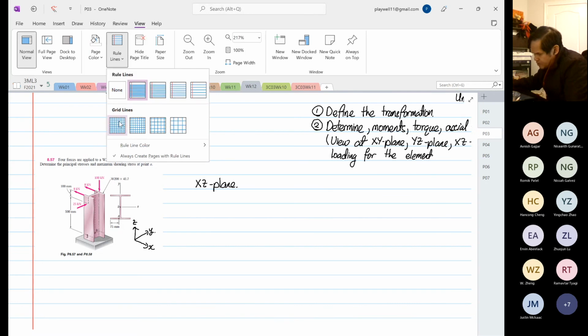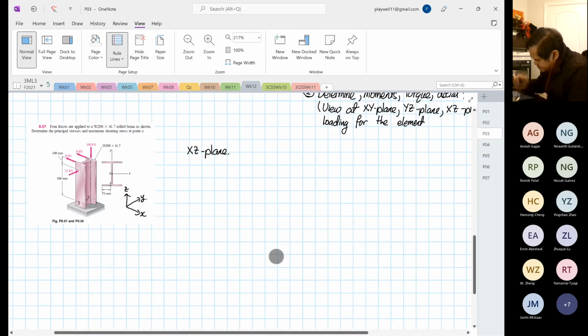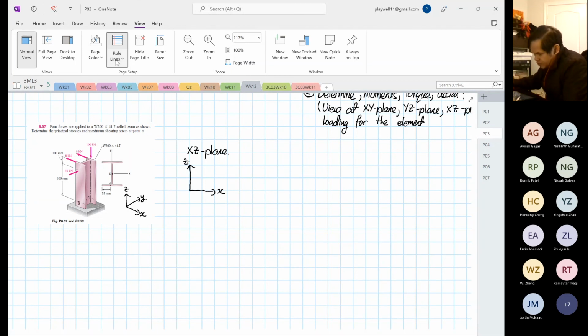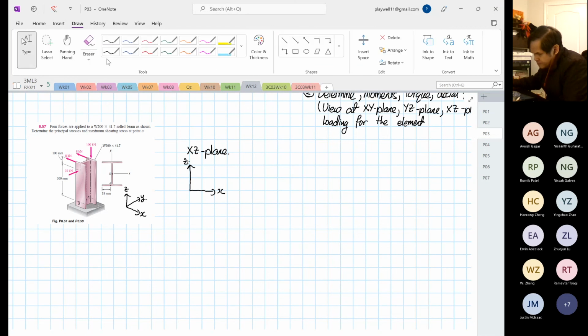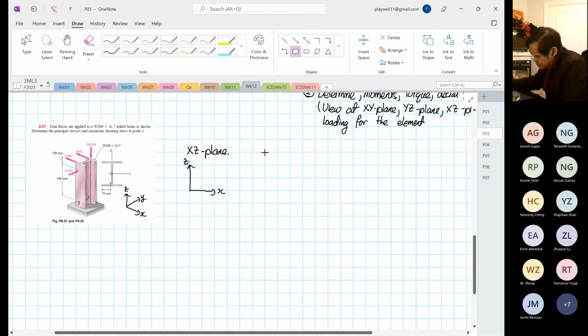So now we sketch the XZ plane. This is my X, this is my Z. I'm going to sketch the structure. Okay, so this is our structure.